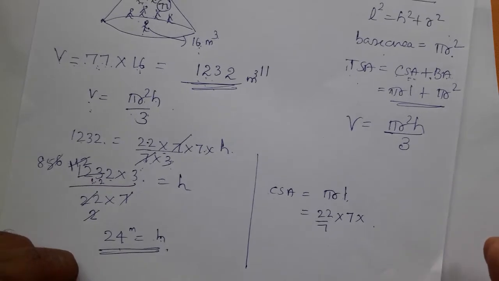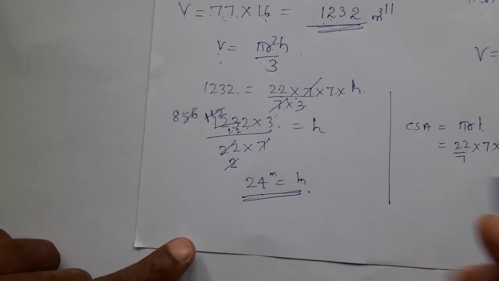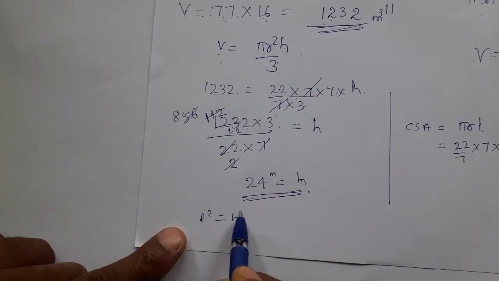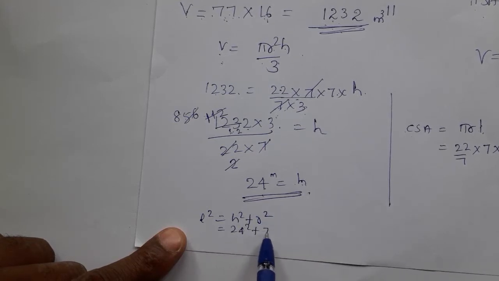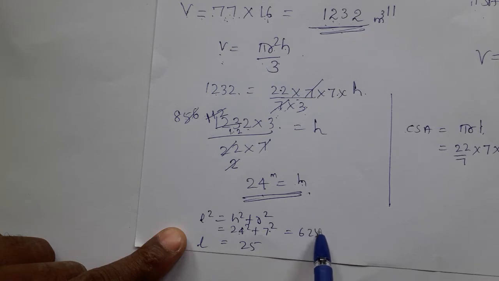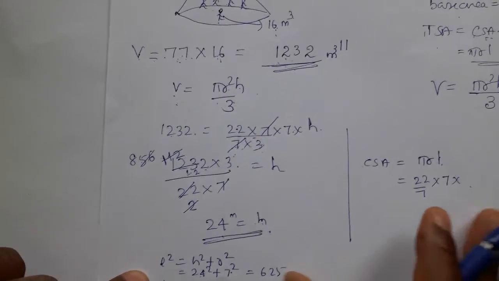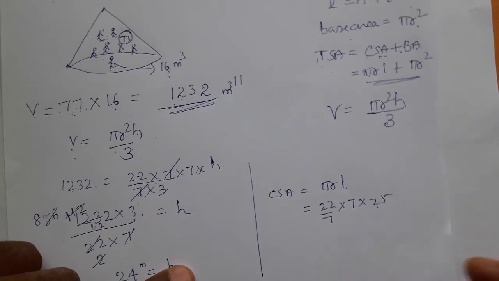No problem at all. To find the slant height we have a formula, that is L square is equal to h square plus r square. Formula we'll use. L square is 24 square plus 7 square. 24 square is 576 plus 49 we added, we will get 625. Root 625 answer is 25. That we put here, 25.